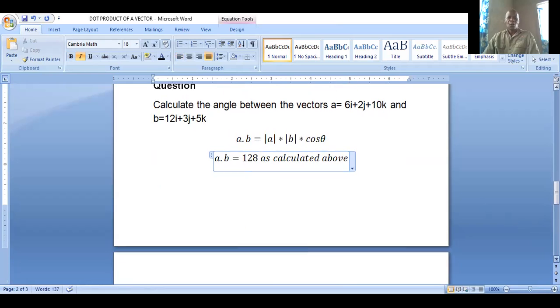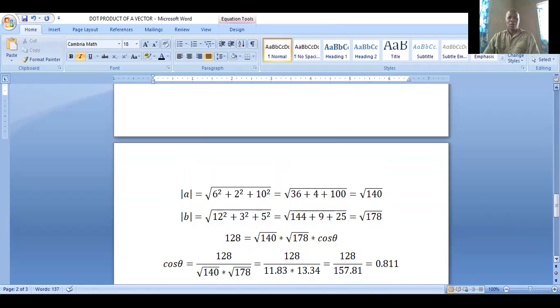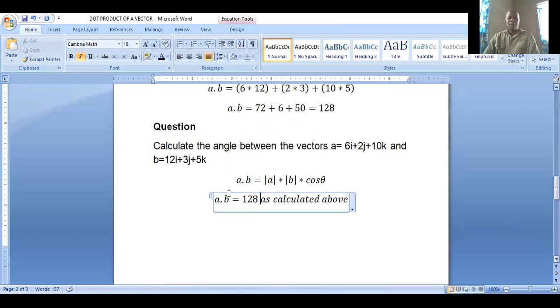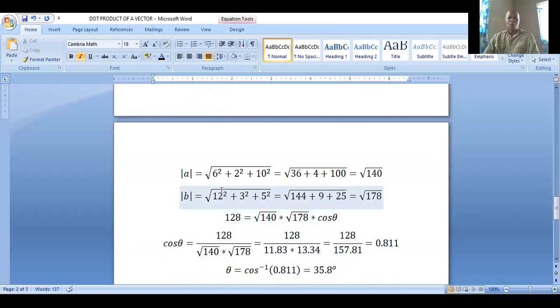And so we may now substitute where there is A dot B, we substitute it with 128. And so all we need to do now is to get the magnitude of vector A and the magnitude of vector B. As we stated earlier on, all you do is square each coordinate. So for A, you actually square the coordinates for X, Y, and Z, and you get the magnitude of A as the square root of 140.